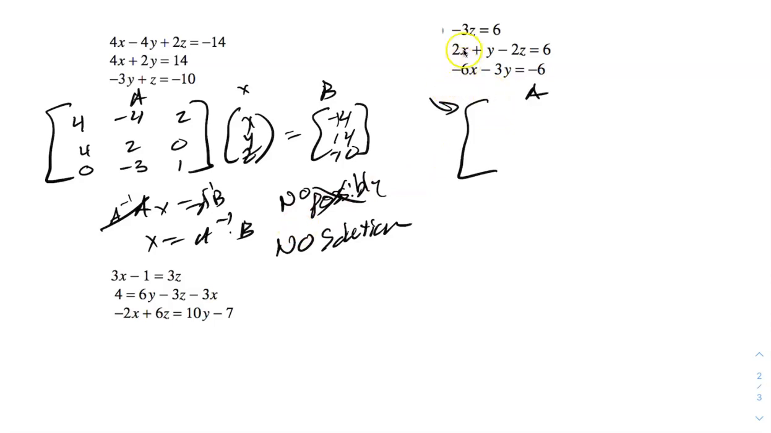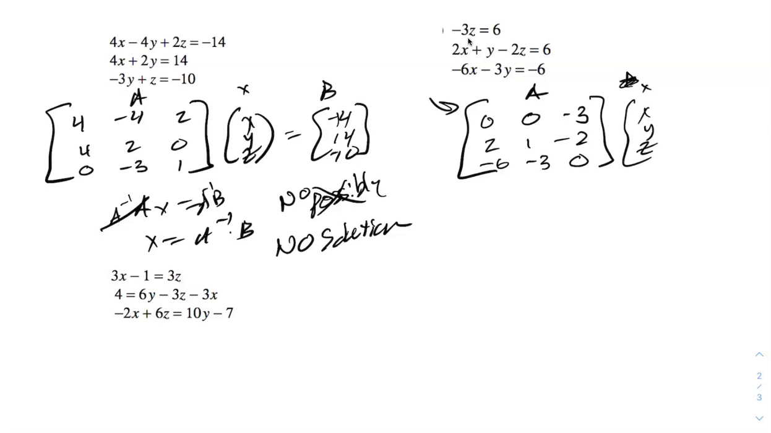Now notice it's only a z, so it's going to be 0, 0, negative 3. And then the second row is going to be 2, 1, negative 2, and the last row negative 6, negative 3, and 0. No z on the last one either. Oops, sorry, x, y, z. And then my constant matrix, B, that would be 6, 6, negative 6. So notice the first row only has the z, so 2 zeros, then the z. That's a 2, by the way. Sorry for my bad writing.